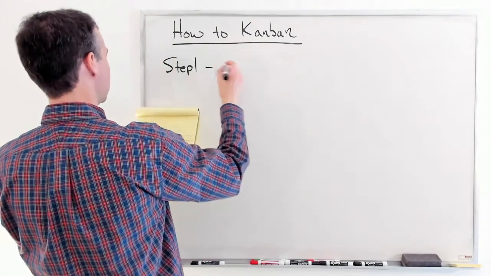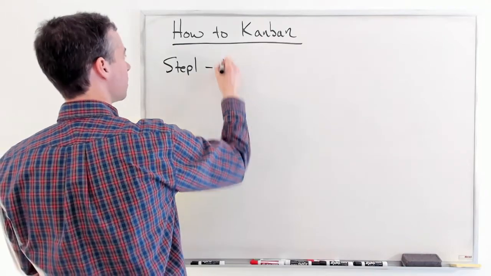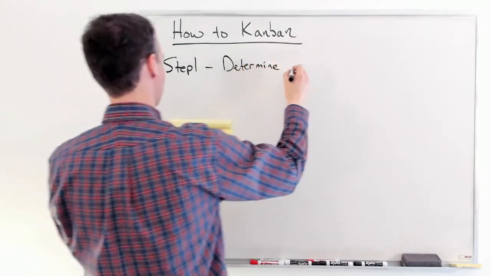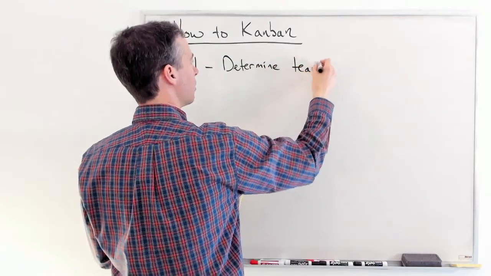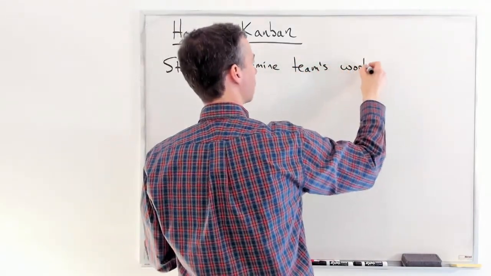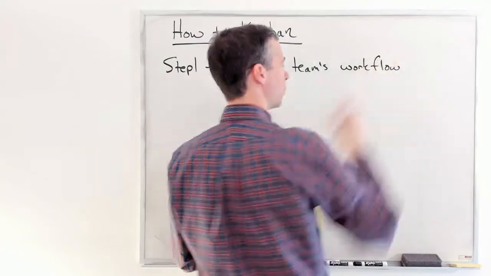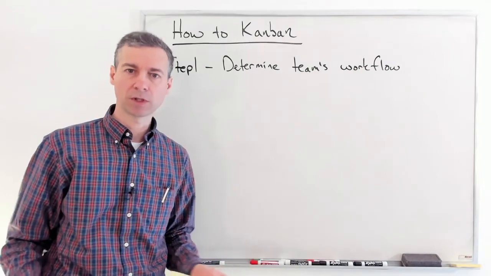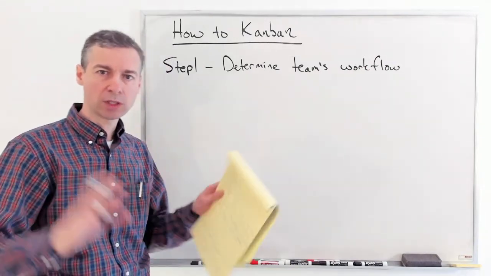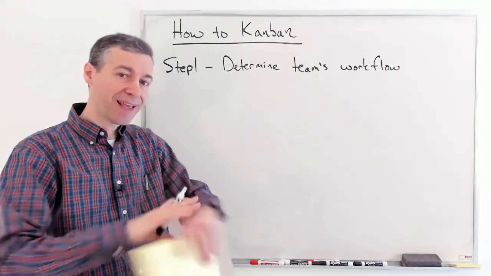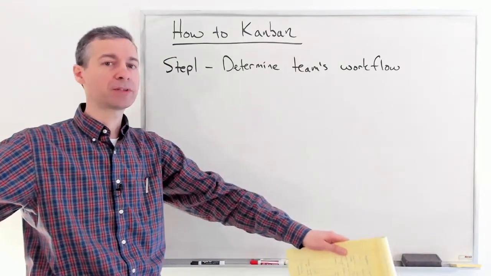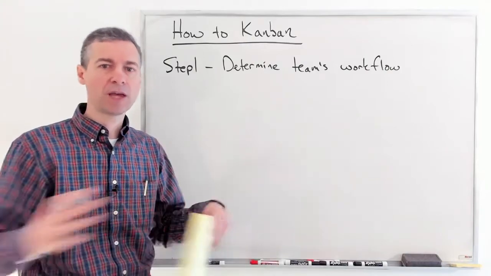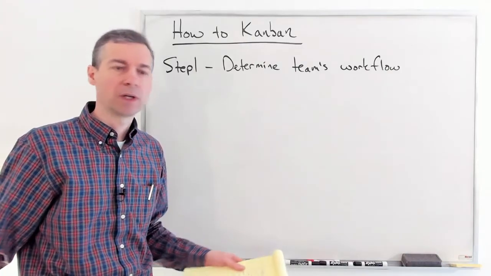So step 1 though is the same, and Kanban says the first thing that you should be doing is to determine your team's workflow. So how is it that work is processed by the team? What are the steps that work goes through? And we can use Kanban basically for any project. It doesn't have to be software, but any software team can have their own sort of workflow.